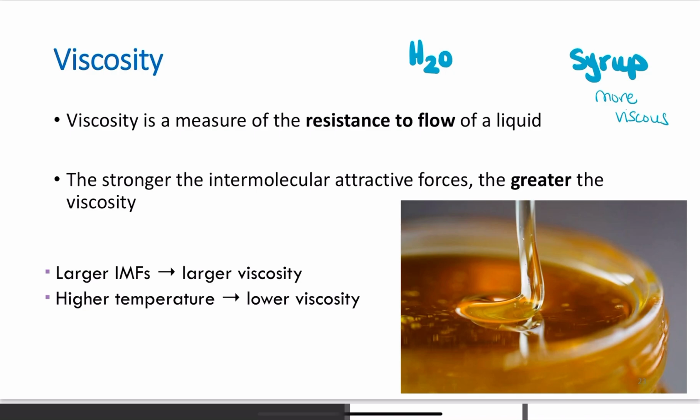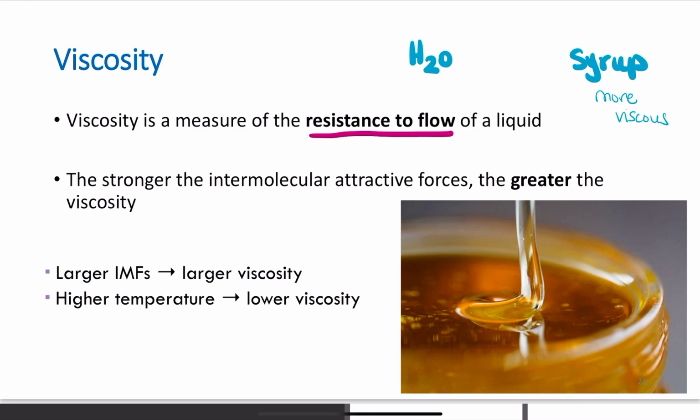It's more resistant to flow. The stronger your IMFs, the greater your viscosity. The reason syrup has a higher viscosity is it's more resistant to flow. There's a lot more intermolecular forces going on there. Syrup is full of sugar.